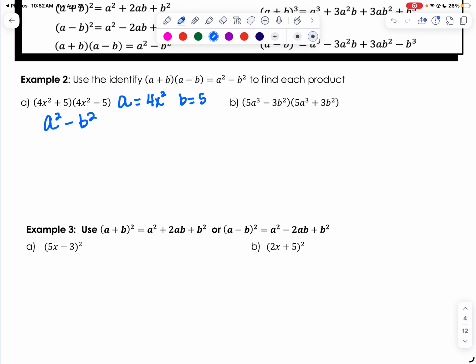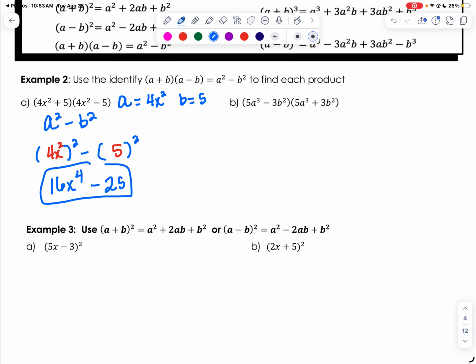So now I'm going to replace these variables with parentheses, and I'll plug in my a and b. So for a here, I have 4x squared. For b, I have 5. Now be careful. When you square 4x squared, you have to square the 4 and you have to square the x squared. So this would be 16x to the 4 minus 25. And this would be your final answer to 4x squared plus 5, 4x squared minus 5.